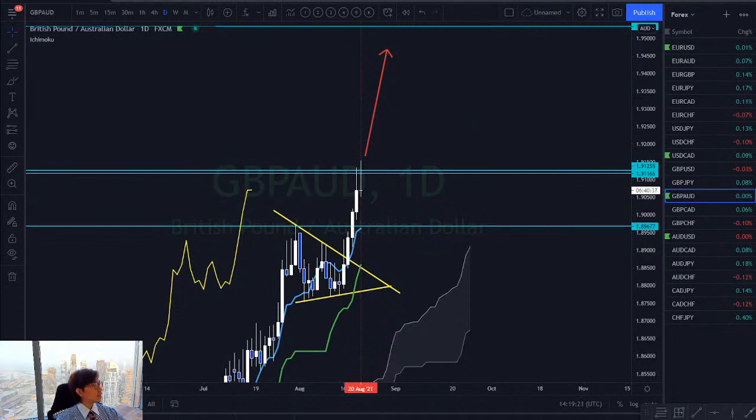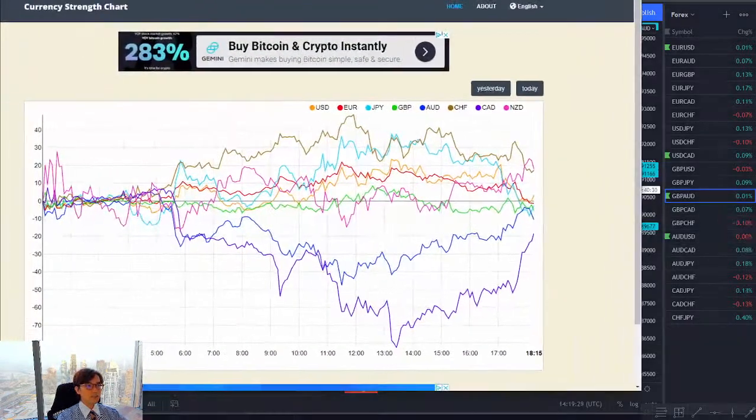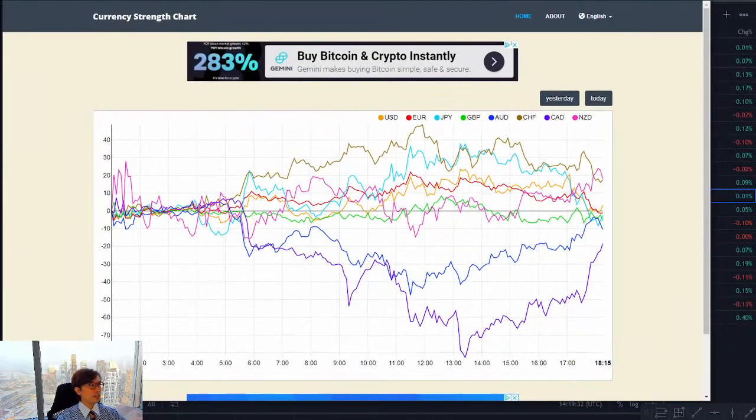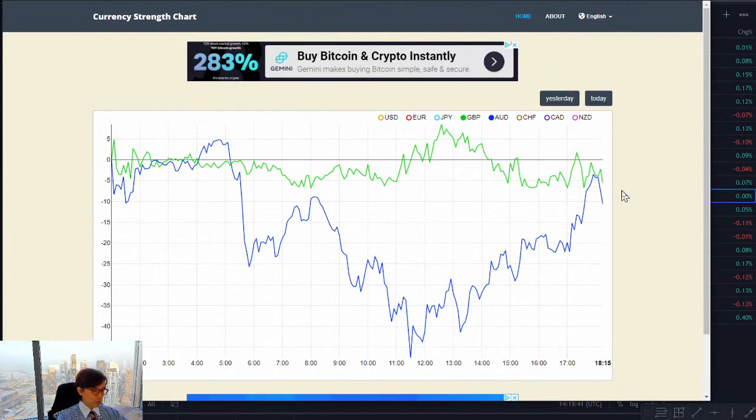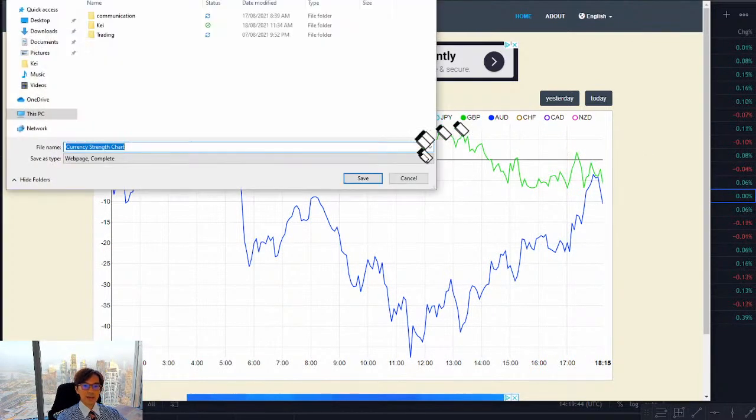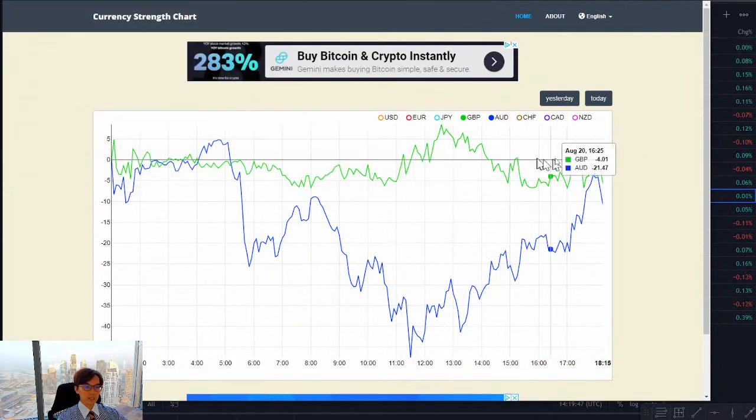Let me pull up the strength chart. This is my favorite website I use for the strength chart. If you take a look at this currency strength chart, let me just select the pound and AUD only. So the green one is the pound, and the blue one is AUD. And right now AUD is getting stronger, and the pound is a bit flat today overall.